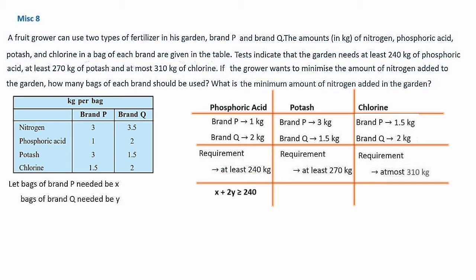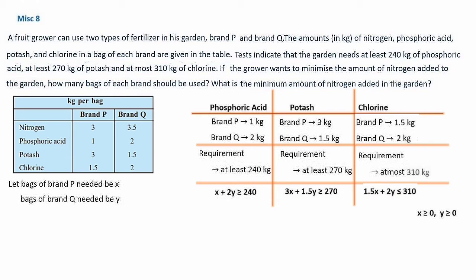So x plus 2y greater than or equal to 240. The next one is 3 into x plus 1.5 into y is at least, means greater than or equal to 270. And the next one is 1.5 into x plus 2 into y. Next keyword is at most, means less than or equal to 310. So 3 inequalities we have got.